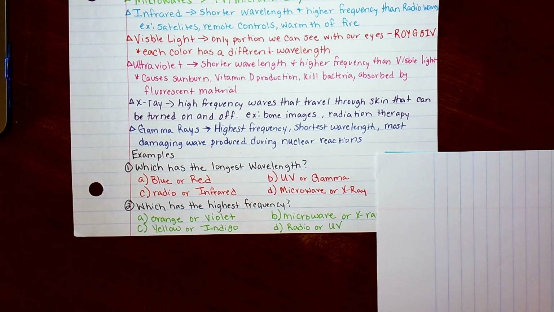You're going to tell me which one of these has the highest frequency between the two. So again, A is going to have its own answer, B is going to have its own answer, C is going to have its own answer, and D is going to have its own answer as well.